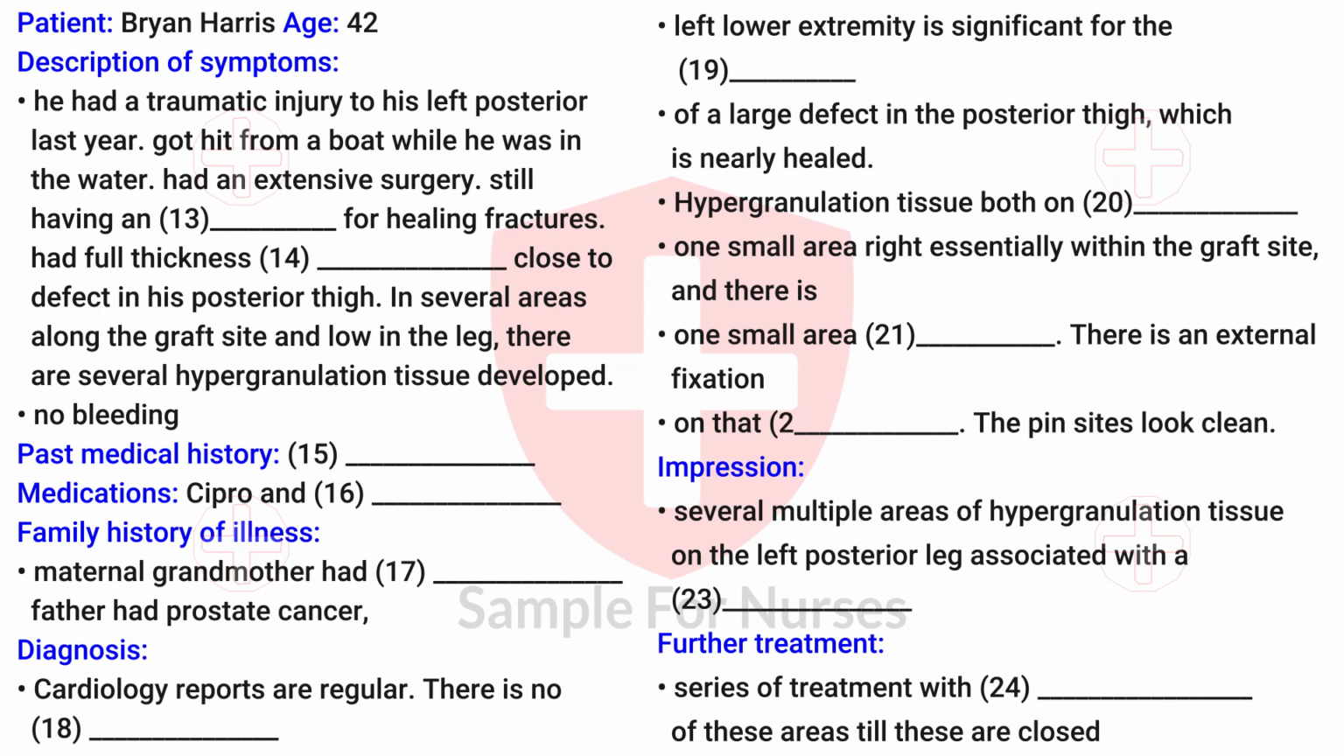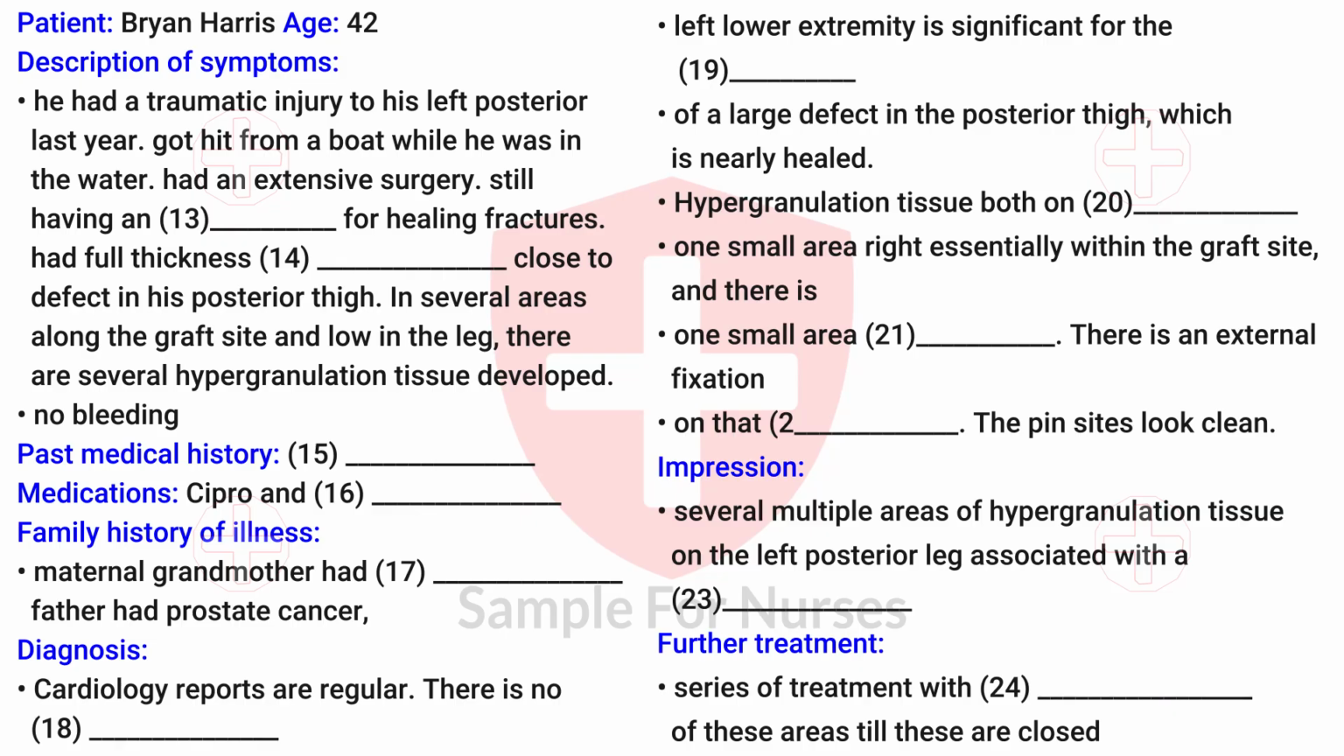No, doctor. Any illness history of family members? My maternal grandmother had pancreatic cancer. My father had prostate cancer, and he has heart disease and diabetes. Well, your physical examination results are perfectly okay. Cardiology reports are regular. There is no S3, S4 or gallop. There is no murmur. Abdomen is soft.